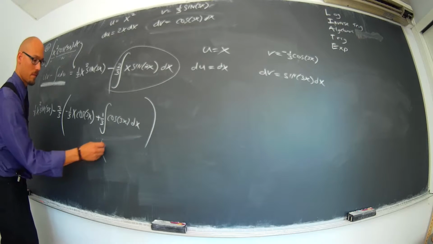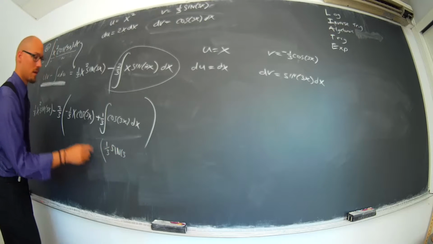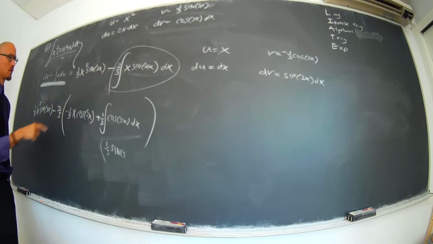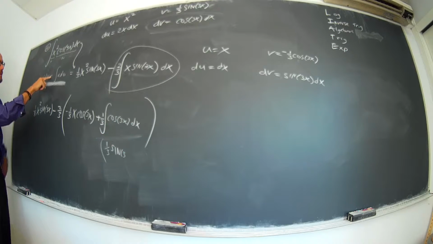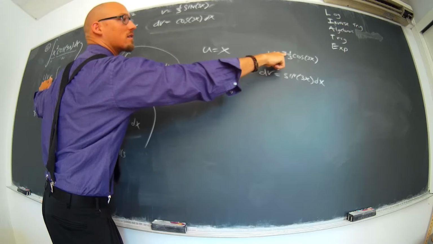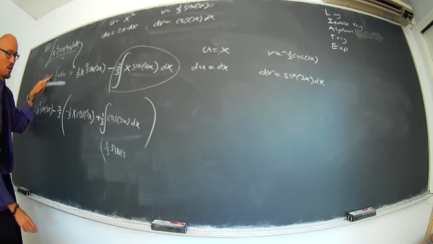1/3 sine 3x. Wait, why is it positive? It should be negative, because it was minus. This is a minus... or no, wait. So this is minus v du. So minus v, oh my god, it became a positive. Is it negative there?